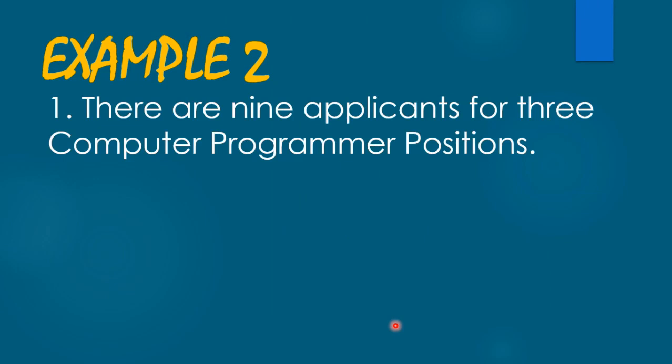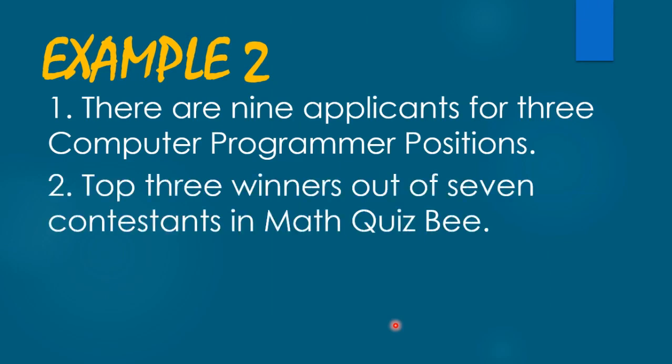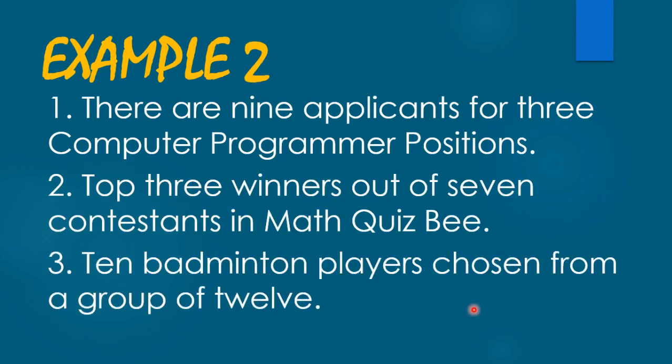Let's have example number 2. Given the 3 situations, let's identify which is or are situations considered as combination or combinations. First, there are 9 applicants for 3 computer programmer positions. Second, top 3 winners out of 7 contestants in Math Quiz B. And lastly, 10 badminton players chosen from a group of 12.